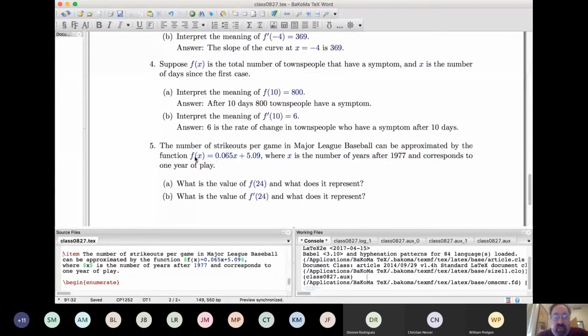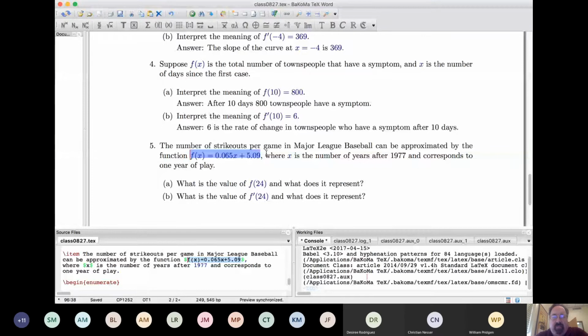Right. Here we have a function whose meaning is, okay, x is the number of years since 1977. And we get a lot of questions like this where x refers to some shifted unit of time. So for x referring to a given year, this is a number of strikeouts per game. Now, one thing I want to point out before getting into this question is that a problem like this in a math class seems painfully contrived.